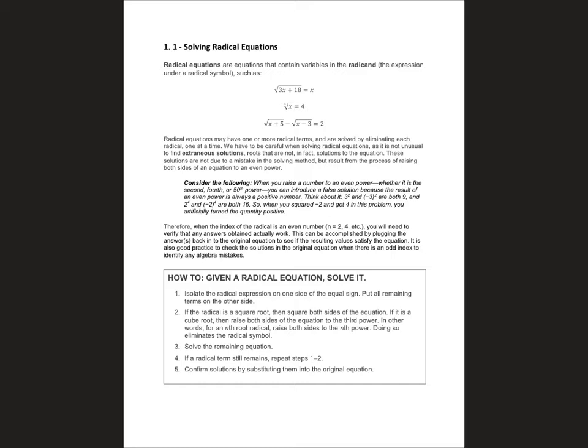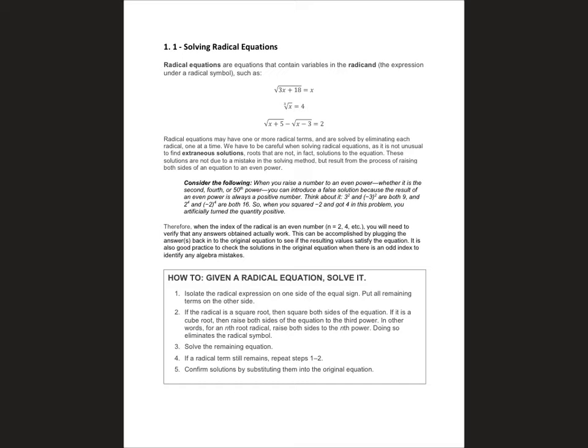Here are the steps that I want you to follow when given a radical equation and asked to solve it. Step 1. Isolate the radical on one side of the equal sign. Put all remaining terms on the other side. Step 2. If the radical is a square root, then simply square both sides of the equation. If it is a cube root, then you're going to raise both sides of the equation to the third power. In other words, for any nth root radical, raise both sides to the nth power. Doing so will eliminate the radical symbol.